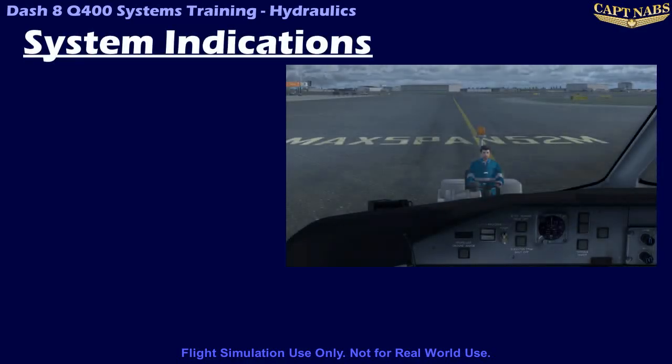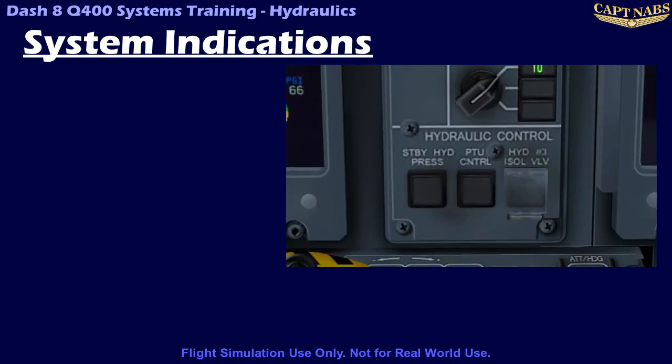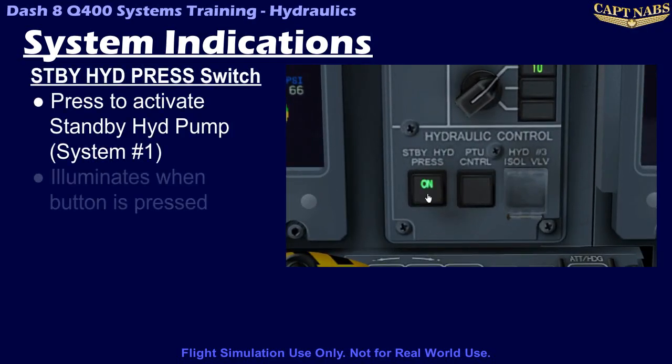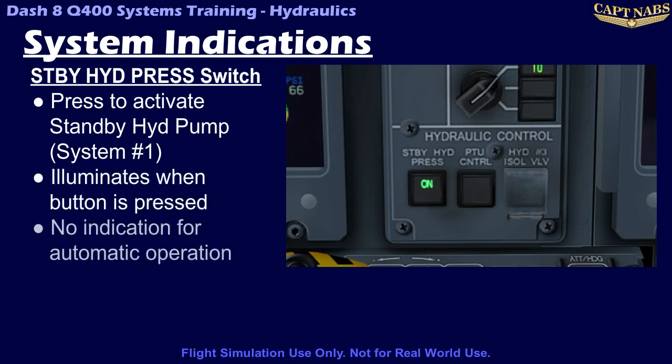There are a few locations on the flight deck where information about the hydraulic system is presented. Firstly, there are the 3 switch lights on the main panel for the hydraulic system. The standby high press switch light controls the number 1 system standby pump and illuminates anytime the button has been pressed to activate the pump. Automatic operation does not illuminate this switch light.